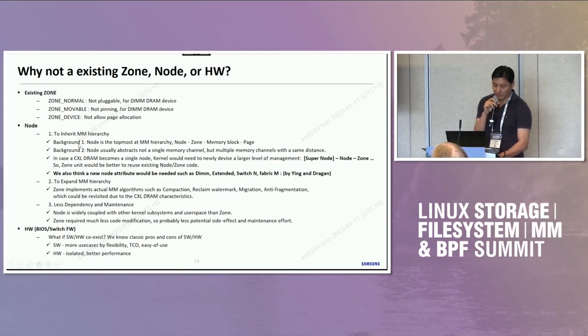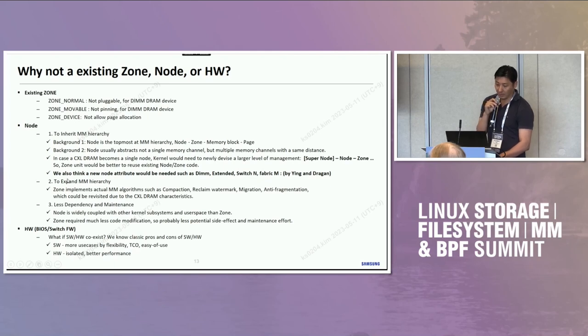Because we know the node is the topmost in the MM hierarchy, and the node usually abstracts multiple memory channels. So when CXL memory becomes a single node, the kernel needs to newly devise a larger level of management. Let's call it a supernode. When you put it as a zone unit, it would be better to use the existing node and zone code, because node is the largest unit now.